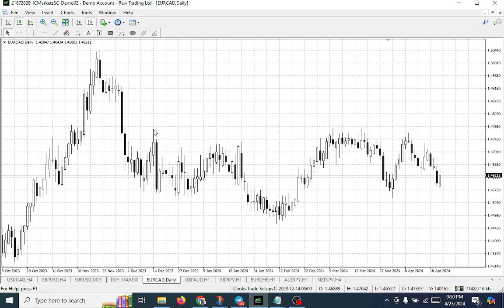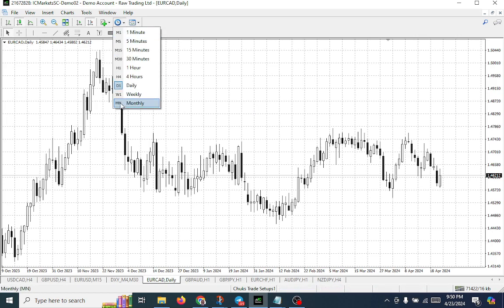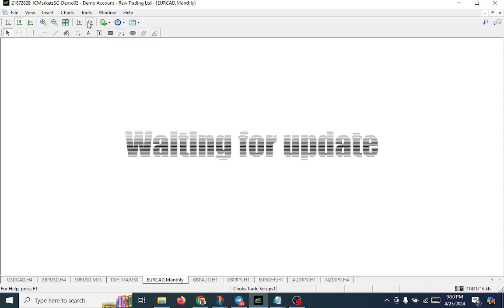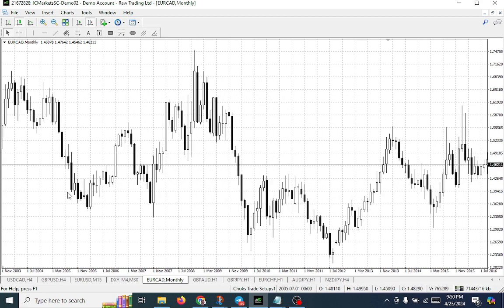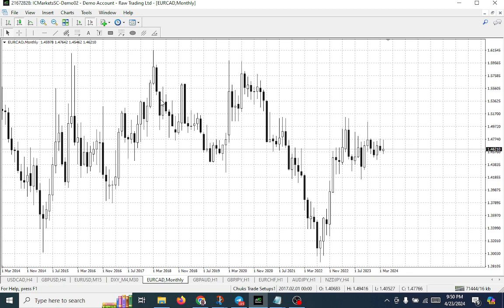But if you go to the monthly time frame, guys, let me show you something. Let's go to the monthly time frame. Now this is the monthly time frame. I want us to look at what this market is doing from the monthly time frame. You can also see here that the market is choppy. There is this choppiness here on the monthly time frame. So this is where that range structure is coming up from. This is quite instructive.